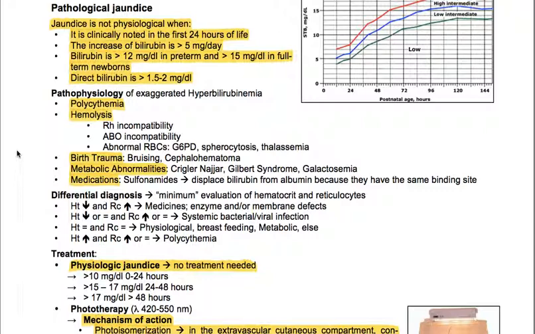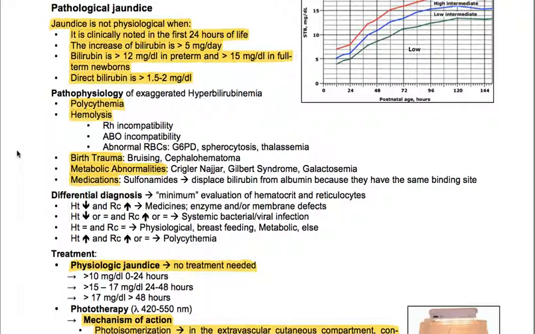Differential diagnosis: minimum evaluation of hematocrit and reticulocytes. Low hematocrit and high reticulocytes are due to medicines, enzymes, and or membrane defects. Low or equal hematocrit and equal or increased reticulocytes means a systemic bacterial or viral infection.